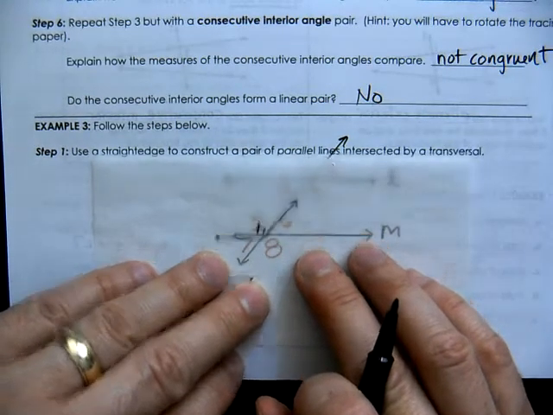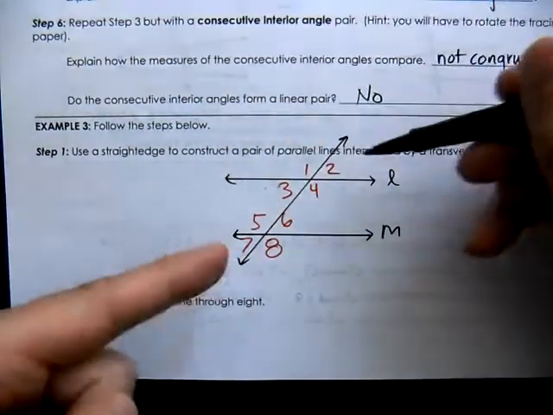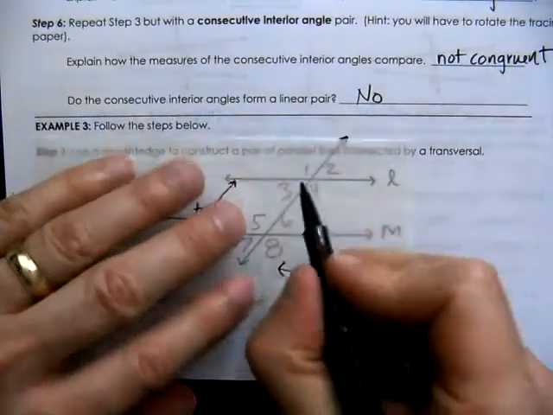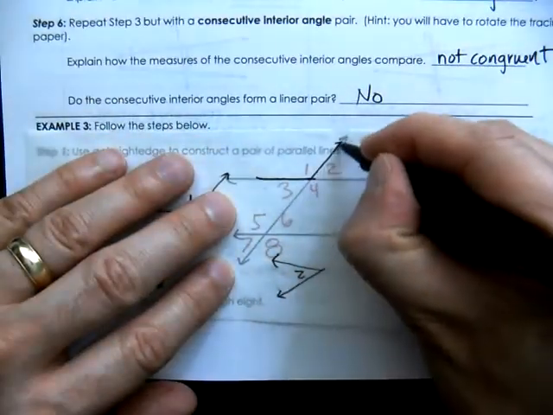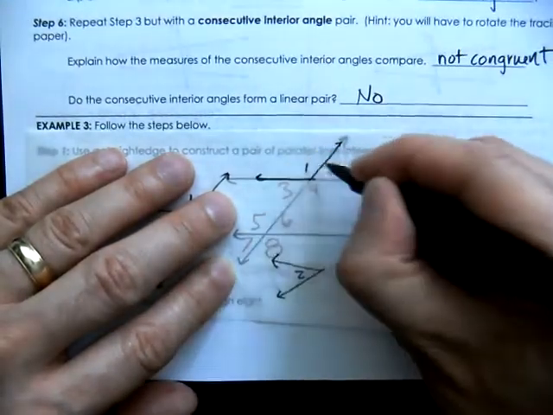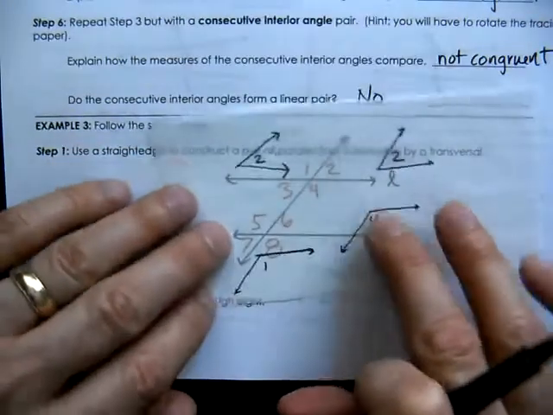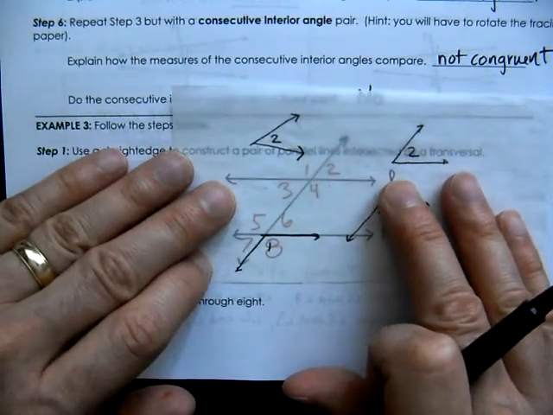The next angle pair is alternate exterior angles. So we're looking at 1 and 8 or 2 and 7. Let's do 1 and 8. Alright, there's angle 1. Let's compare it with angle 8. So moving it down, rotating the paper. Angle 1 fits right on top of angle 8. They appear to be congruent.